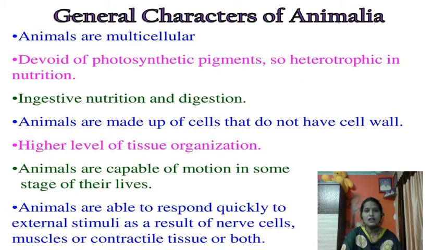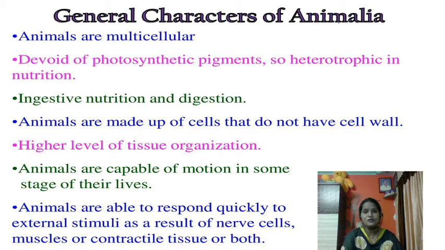Now we'll learn general features of Kingdom Animalia. Animals are multicellular. They are devoid of photosynthetic pigment, so they are heterotrophic in nutrition. They cannot synthesize their food material. They depend on other organisms to get their food. So they are heterotrophic in mode of nutrition. Ingestive nutrition and digestion: they ingest their food material.